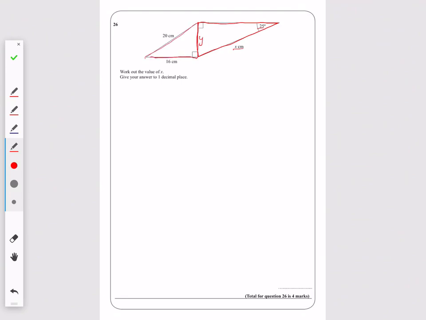And in this triangle, we can use Pythagoras. So Pythagoras says that the hypotenuse squared is equal to the two smaller sides squared and added together. So rearranging that, I get y squared is equal to 20 squared, which is 400, take away 16 squared, which is 256. So y is going to be the square root of 144, which is 12. So y is 12.